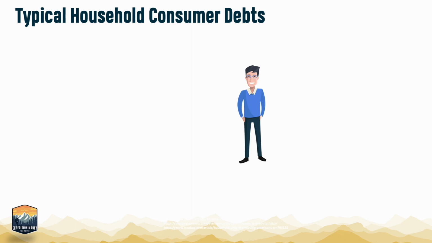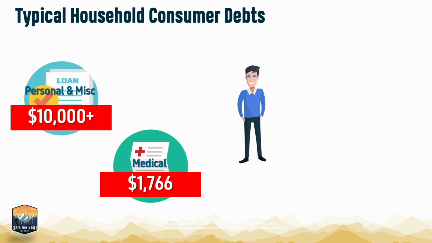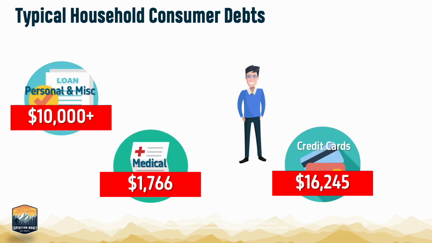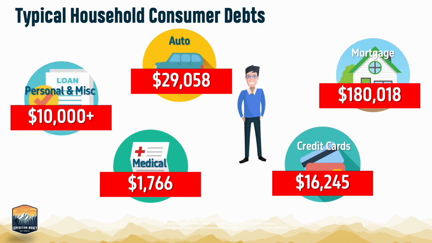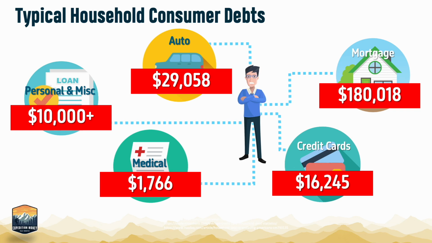As I mentioned, the typical American household may have a variety of consumer debts from medical bills to personal loans. Credit cards are commonplace, as are auto loans and mortgages. And most households don't just have one or two, but many have multiple debts or even all of them. And that amount of financial obligation can quickly weigh us down.